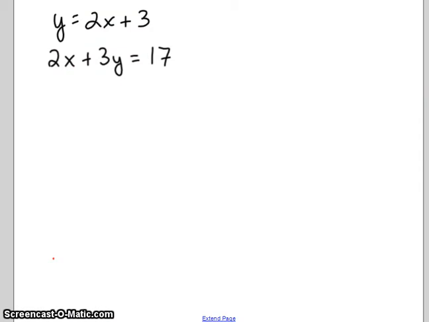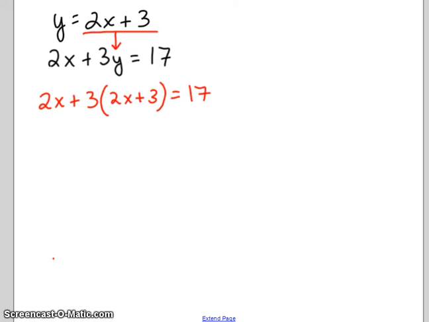Okay. y equals 2x plus 3 and 2x plus 3y equals 17. First step, solve for either variable. In this case, we have y by itself, so it's already done. We're going to take that and plug it in for y in the other equation. 2x plus 3 times 2x plus 3, and that's going to equal 17.